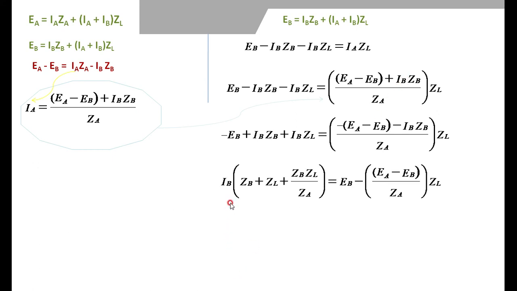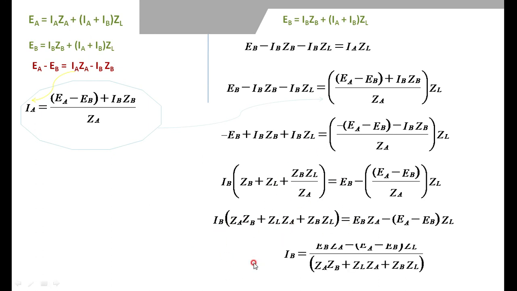Once again I simplify that. I take IB common from this, that is ZB plus ZL. On the right hand side, what I get is IB, ZB and ZL divided by ZA, which I bring to the left hand side. Simplifying this, I get this value. Then find from this the IB. IB is equal to EB ZA minus EA minus EB into ZL, and the denominator is ZA ZB plus ZL (ZA plus ZB).